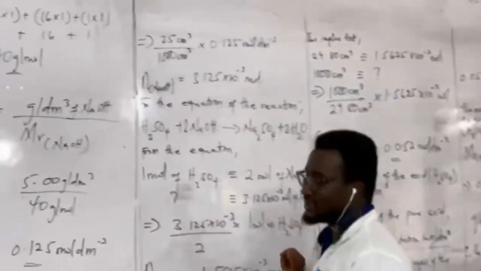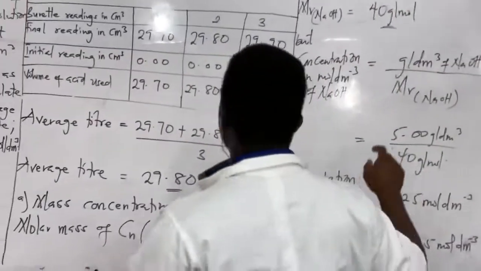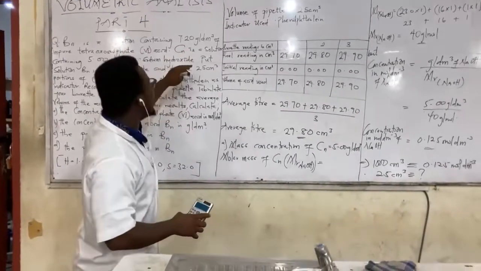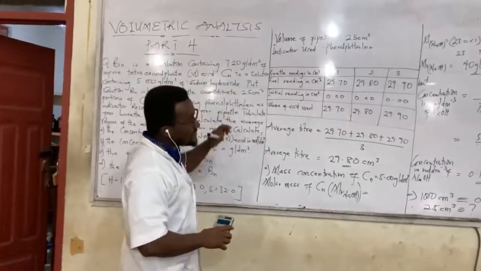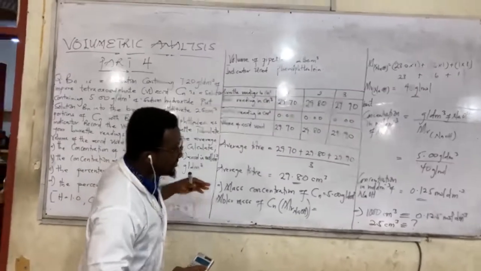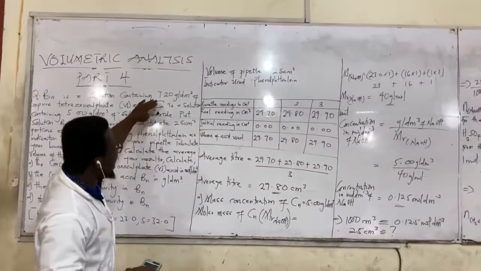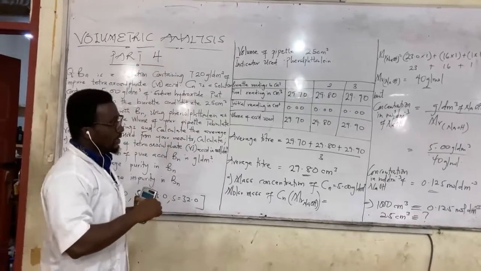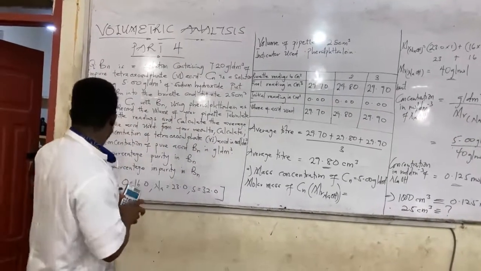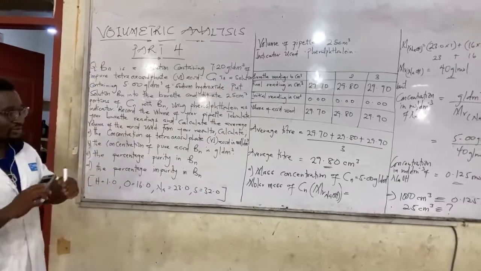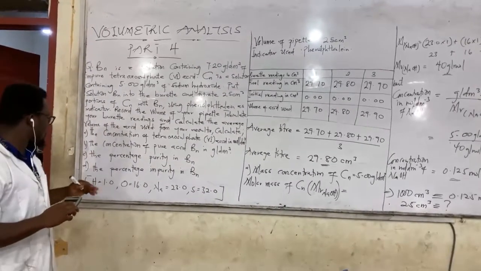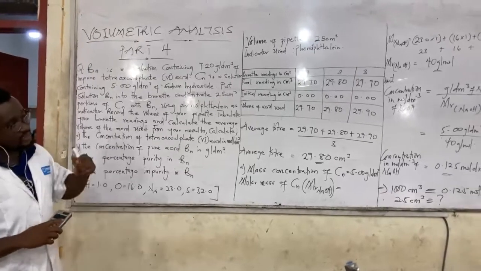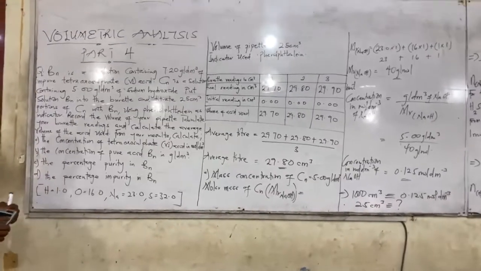So this is the mass concentration. When you compare the mass concentration of the pure acid to the mass concentration of the impure acid, you see that there will be a difference. You can see a very vast difference between them. So we have been able to go through the analysis for the second question, which is the concentration of the pure acid in gram per dm cube.